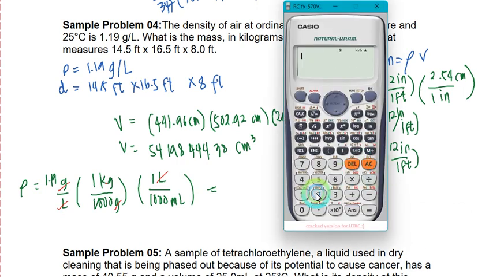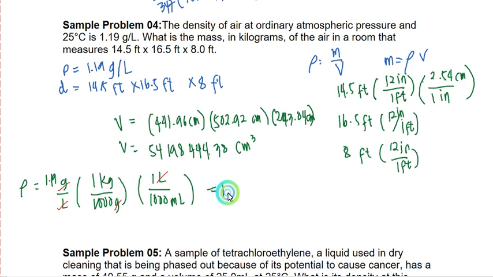Then our answer is equal to 1.19 times 1 over 1,000 times 1 over 1,000. So this is equal to 1.19 times 10 raised to negative 6 kilogram per ml.